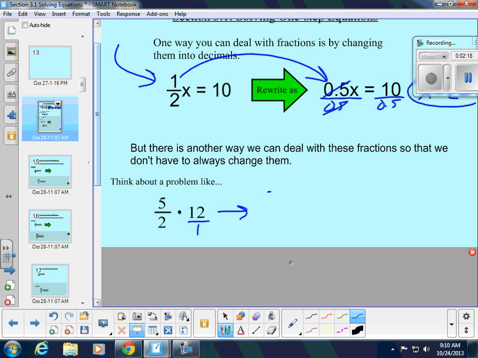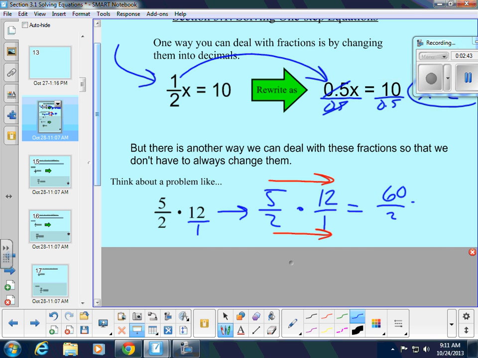So I'm going to rewrite this now, just to show everything lined up nicely. 5 over 2 times 12 over 1, if I was going to multiply these two numbers in fraction form together. And how do I multiply two fractions together? Well, all I do is multiply the numerators together and multiply the denominators together. So I multiply across the top and bottom, and that'll give you my answer. So 5 times 12 gives me 60. 2 times 1 gives me 2. And 60 divided by 2 gives me 30.